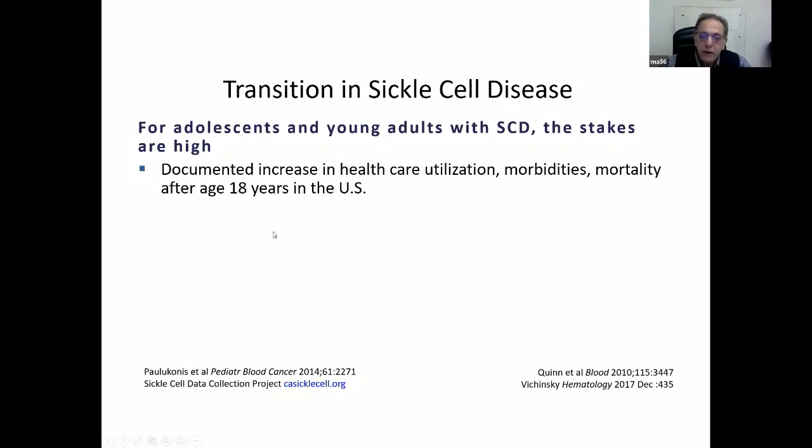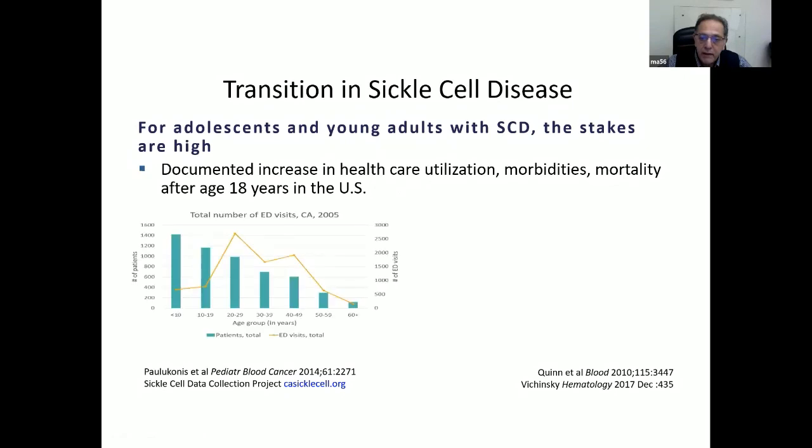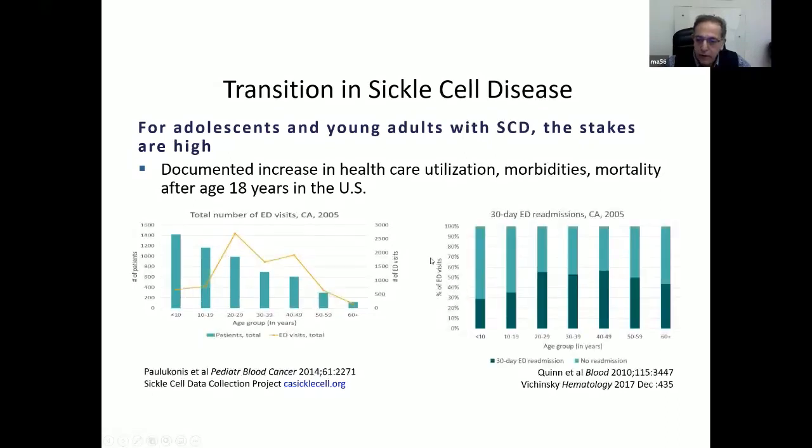For adolescents and young adults with sickle cell disease, the stakes are high. There is a documented increase in healthcare utilization, morbidities, and mortalities after 18 years of age in the US. And this is the number of patients. You can see here that even though the number of patients with higher ages is going down, the ED visits go up. Therefore, all the problems I had shown before increase.